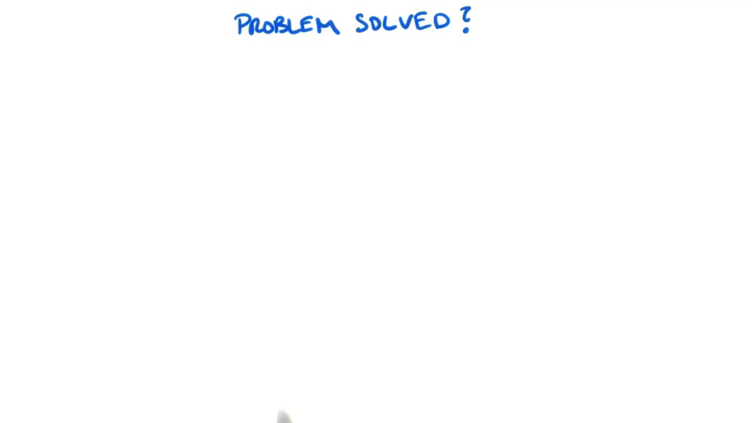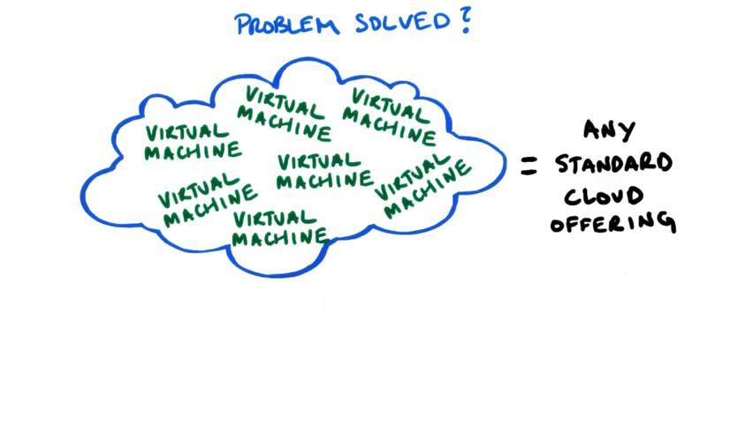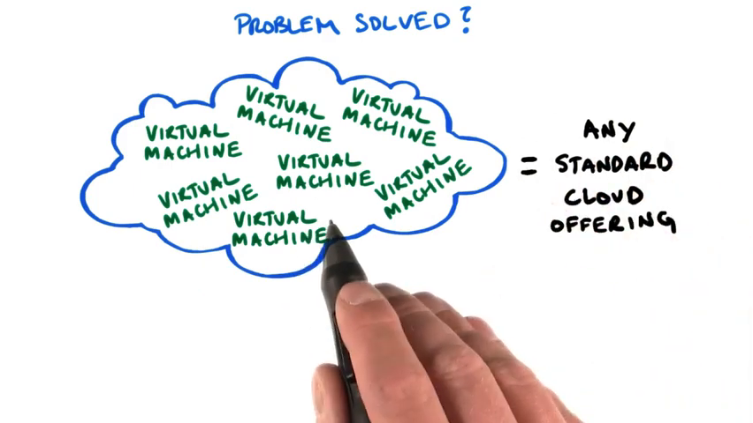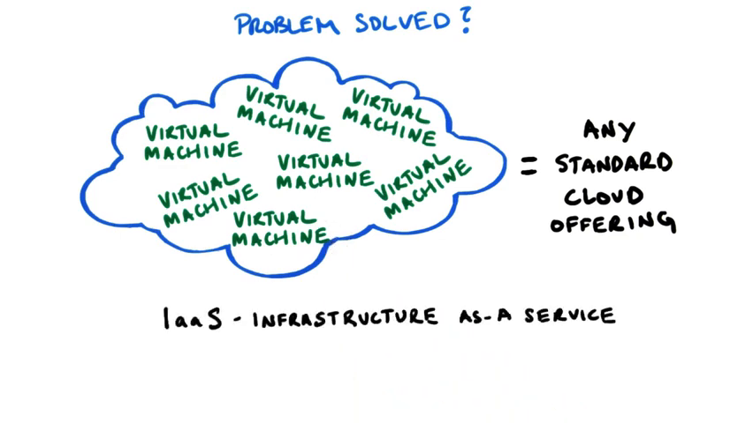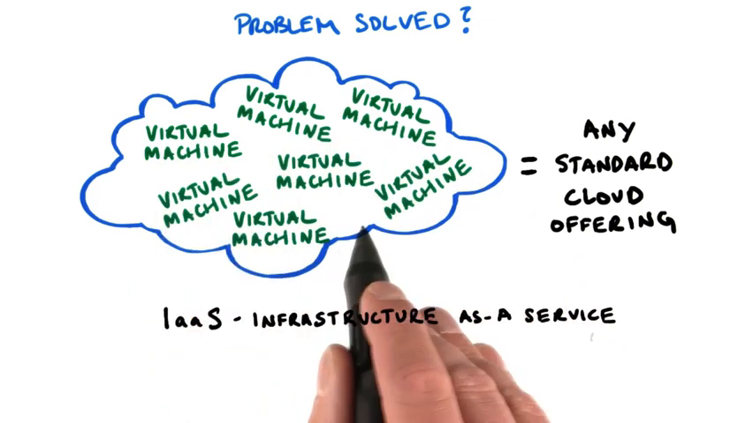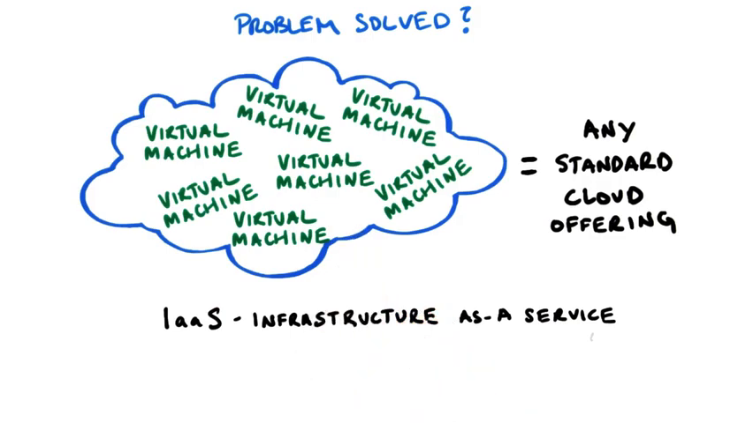Let's take a closer look if we have solved the problem. First of all, virtual machines are nowadays a standard offering by any cloud service provider. You rent any number of virtual machines and you pay by the hour or minute or so. This is called IaaS, or Infrastructure as a Service. This is because a computer, and therefore also a virtual machine, can be considered infrastructure today.